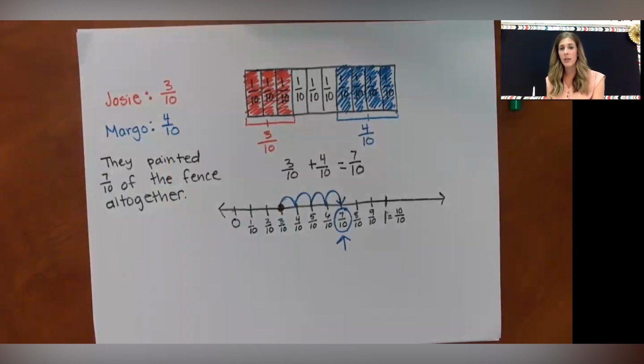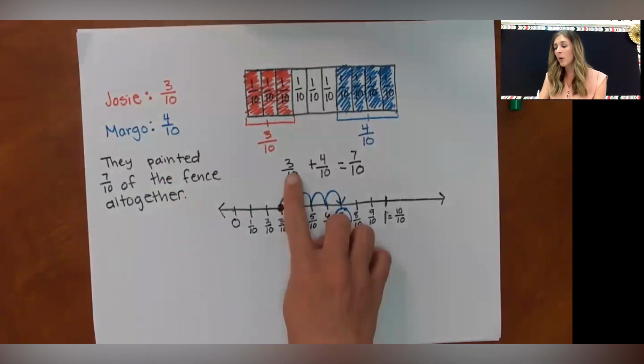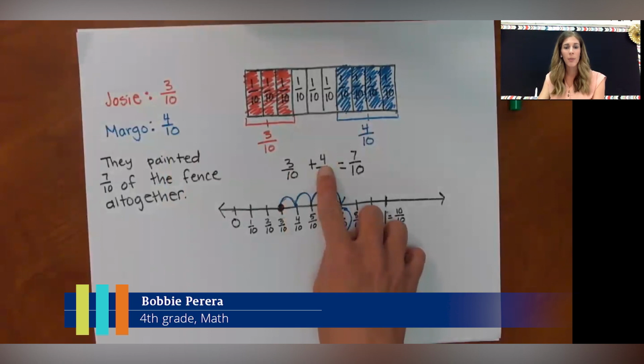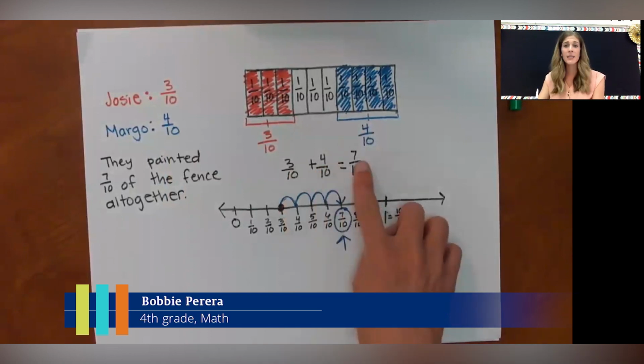What does the numerator tell us? Well, the numerator tells us how many pieces of the whole that Josie painted, how many pieces of the whole that Marco painted. And in this case, how many pieces of the whole they painted all together.